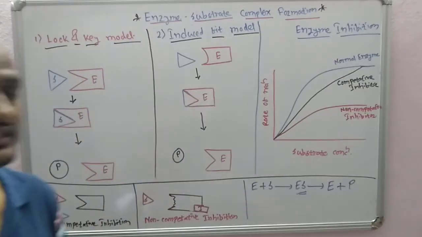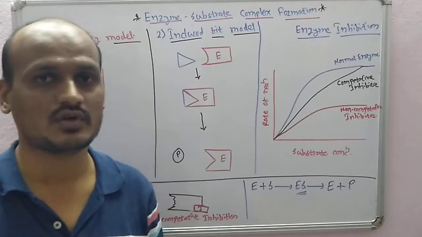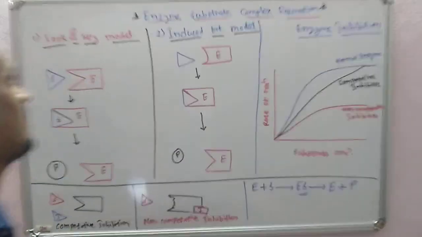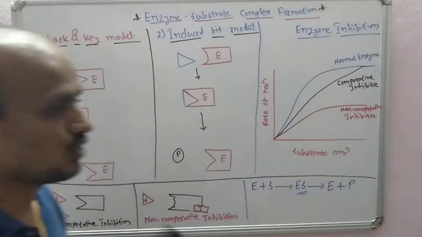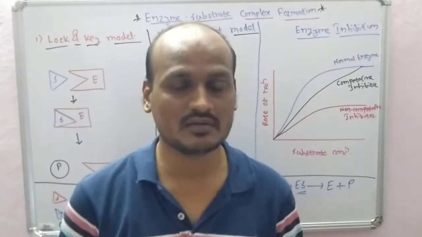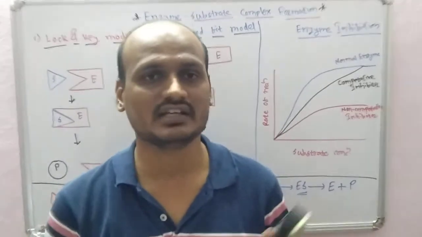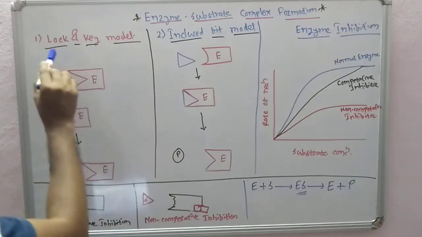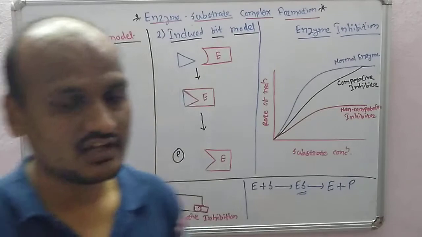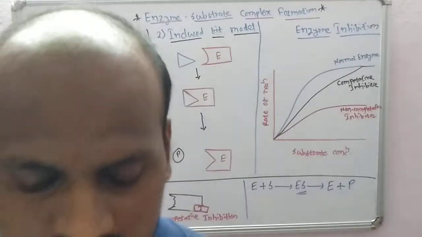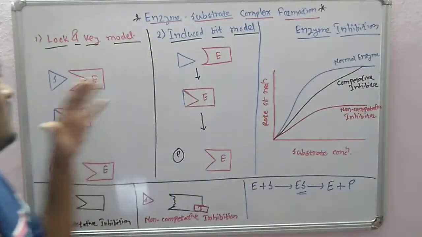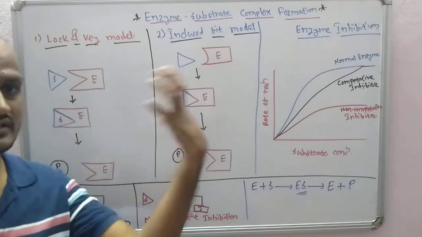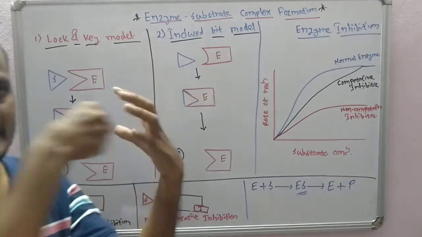So we are interested in this enzyme substrate complex formation reaction. How does this reaction happen? There are two models we will propose. One is the lock and key model and another is the induced fit model. So this is the lock and key model. What does the lock and key model mean? It assumes that the enzyme acts as a lock and the substrate acts as a key.